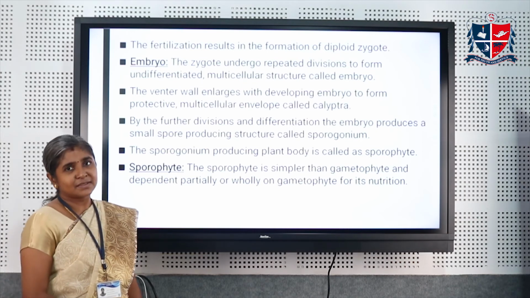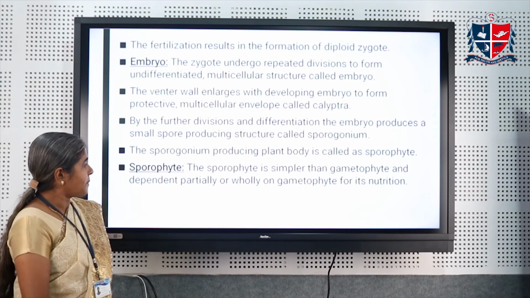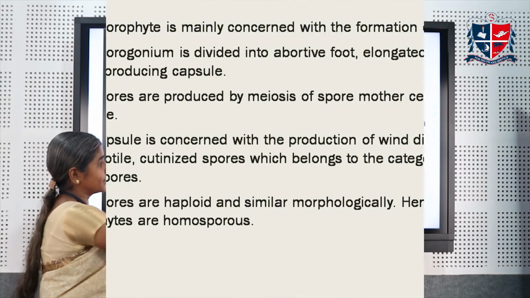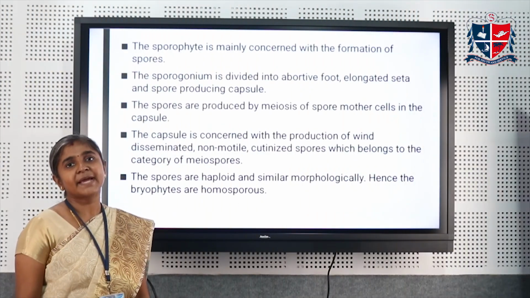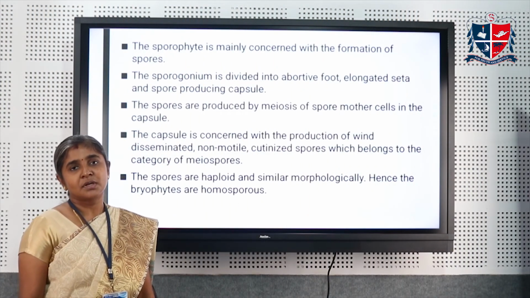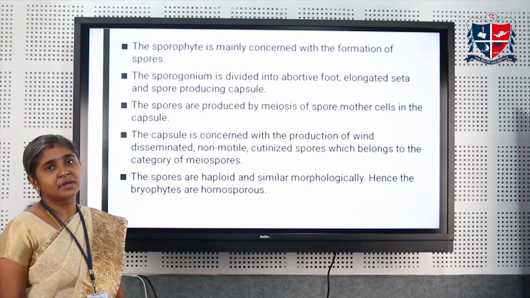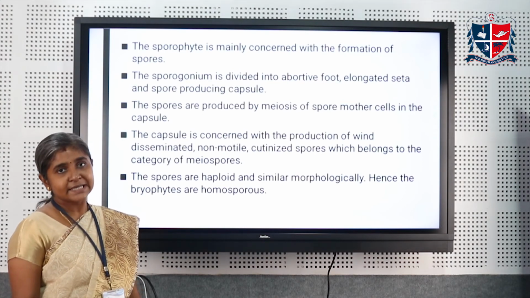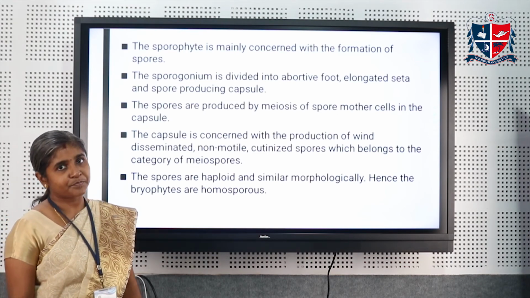The sporophyte is simpler in structure when compared to the gametophyte, and it is dependent partially or wholly on the gametophyte. The sporophyte is mainly concerned with the production of spores. The sporogonium can be differentiated into a basal foot region, seta, and a capsule. The capsule is the spore producing region and it contains the spore mother cells which give rise to the spores.